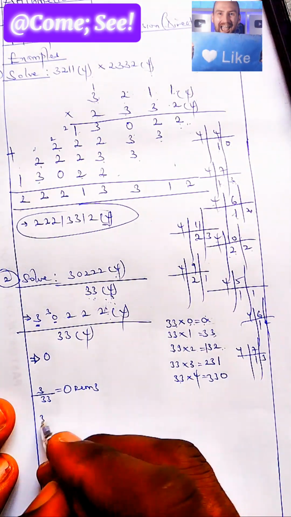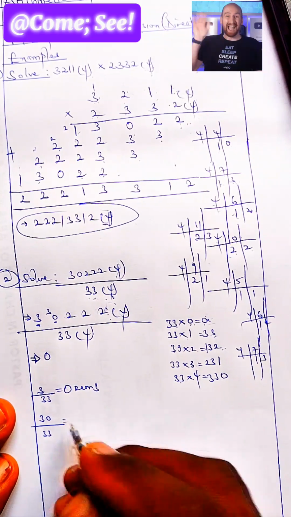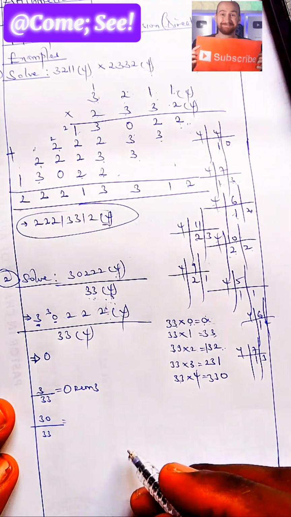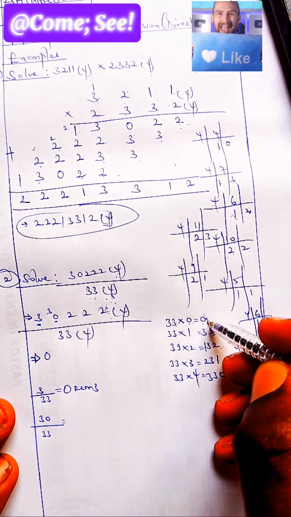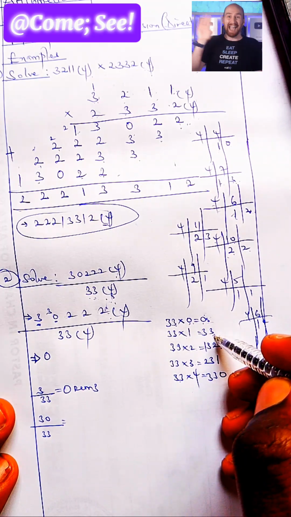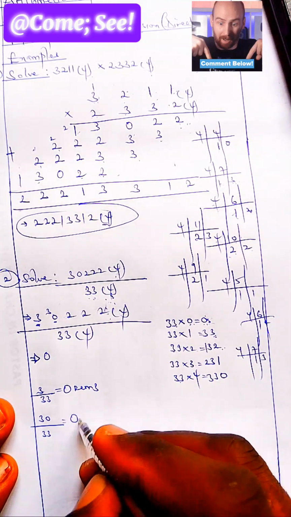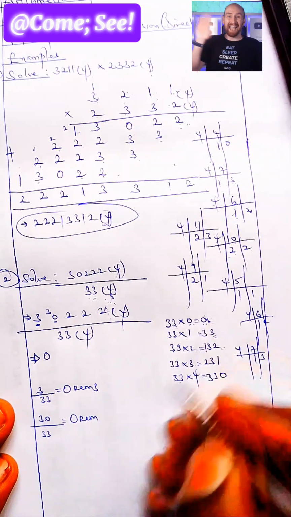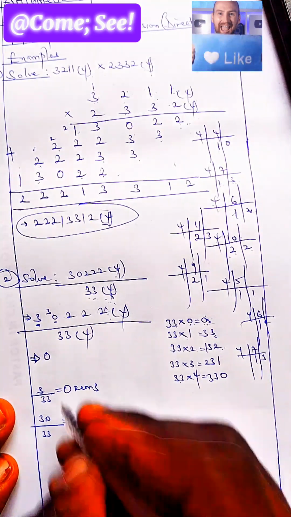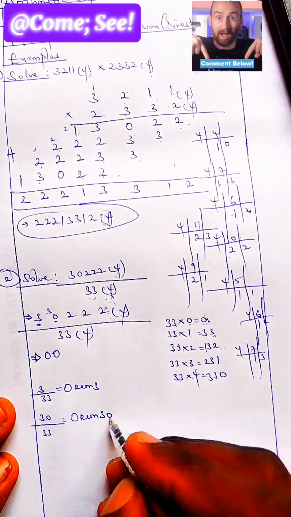So the next is 30 divided by 33. Look for 30. Is that the 30? No. 30? No. It's far more than. Go back. Answer 0. Remainder 30 minus 0 is 30. Write your 0. You have your remainder 30.